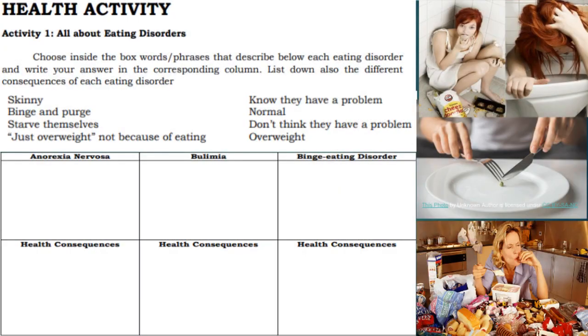Health activity 1. All about eating disorders. Choose inside the box the words and phrases that describe each eating disorder below and write your answer in the corresponding column. List down also the different consequences of each eating disorder.